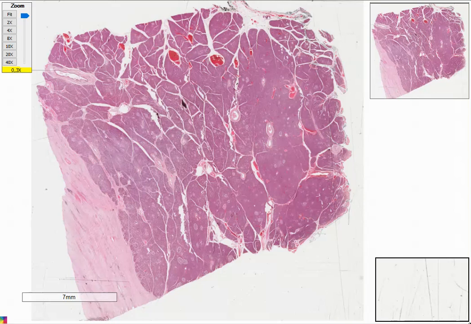Hi everyone, this is Histo-Cylinder, and today we're looking at the pancreas. We're going to discuss the exocrine and the endocrine pancreas.